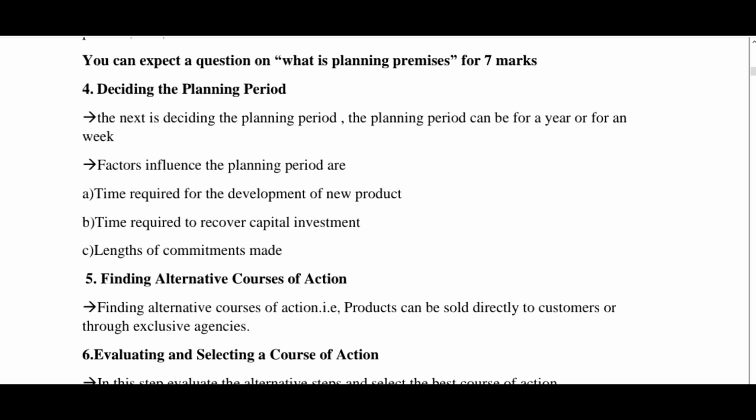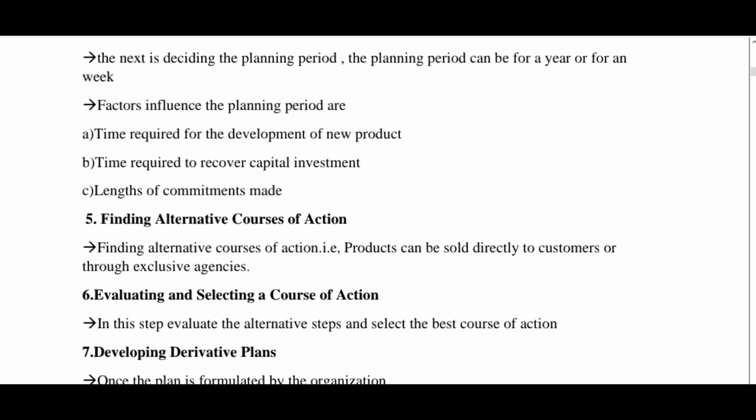Time required for development of new product. So suppose we are developing a car, what is the time required to develop a new car with new features? Time required to recover capital investment. If we have invested 10 lakhs to create a car, how much time will we need to recover the 10 lakhs?